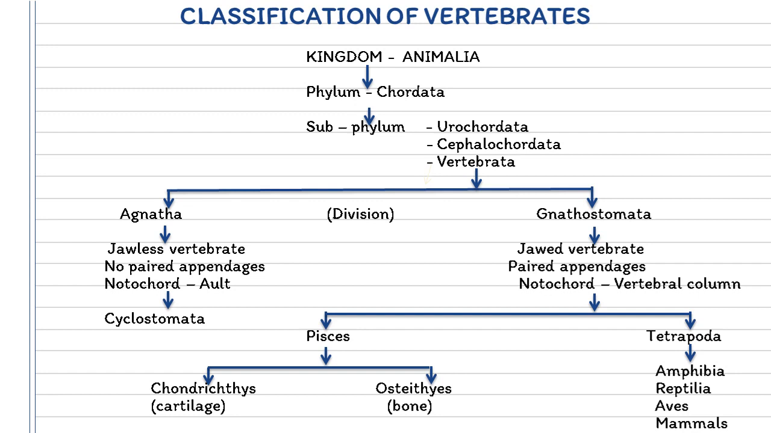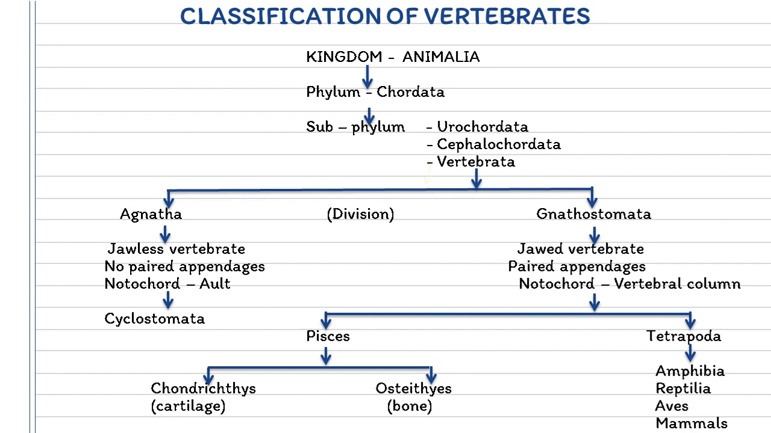Understand? But Osteichthyes means the vertebral column will be a bone, not tissue. A group of tissues makes an organ. Am I right? In Chondrichthyes it is in tissue form, and in Osteichthyes it is in organ form, bone. Have you got me? Okay.